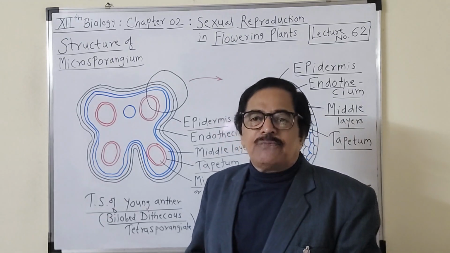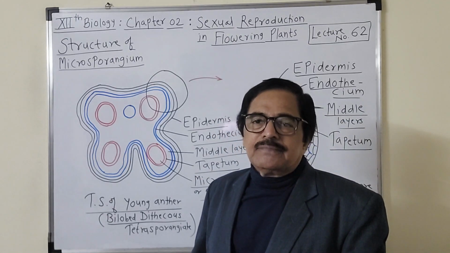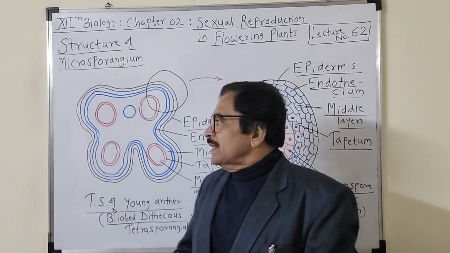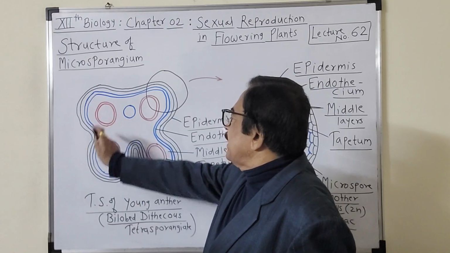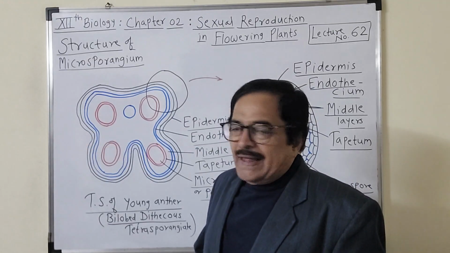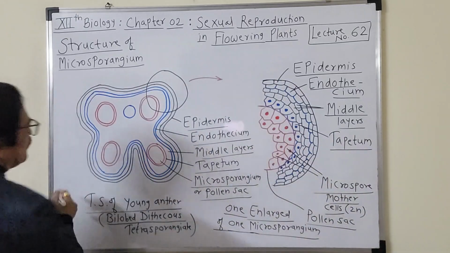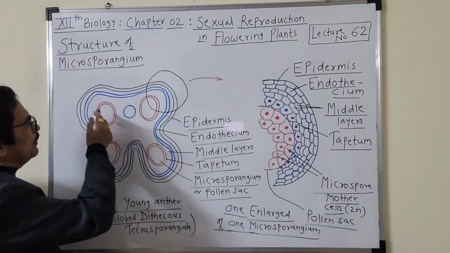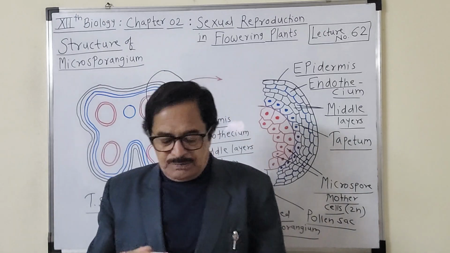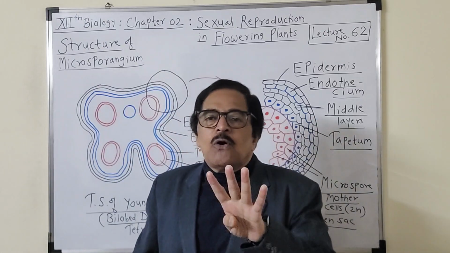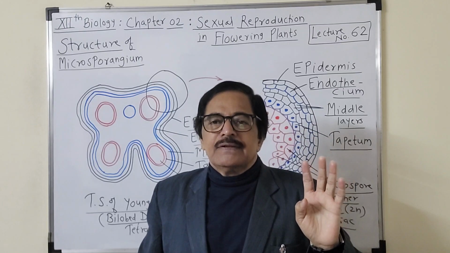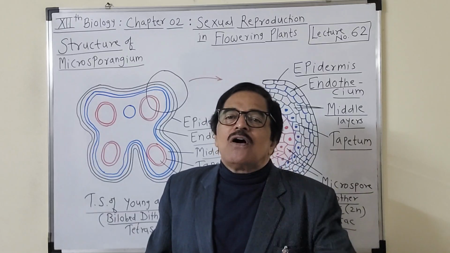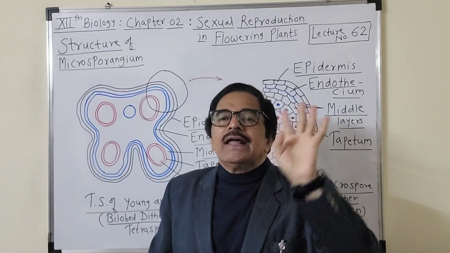Actually, anther has a 4-layered wall. Those 4 layers are actually considered as the layers of the microsporangium. This central part is called the microsporangium. That central part is the microsporangium or pollen sac. I have labelled it here. This is the microsporangium or pollen sac. 4 pollen sacs are there. So it is said that each microsporangium has 4 wall layers, and in other language I can say that the anther is formed by 4 layers.